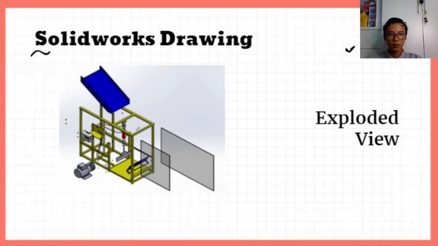This is our exploded view for the machine. The compressor and our electronic box are actually for cosmetic purposes, but in real life it may be different from our sketch.